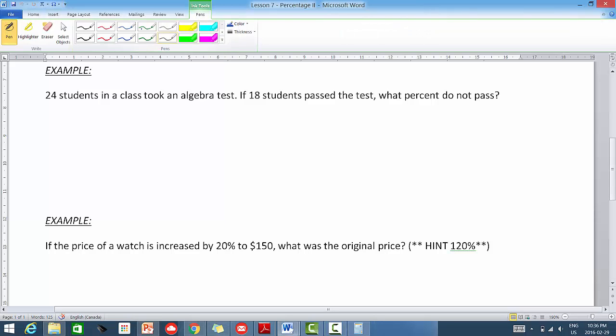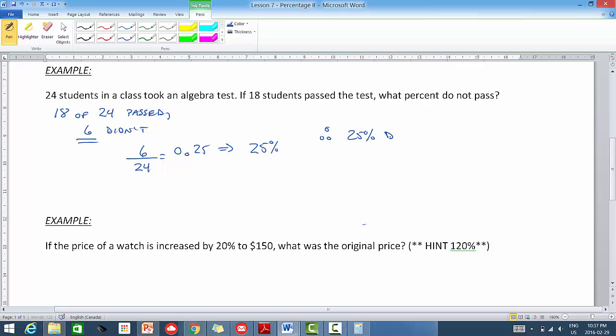Starting off with the first one. 24 students in a class took an algebra test. If 18 students passed the test, what percent did not pass? So 18 of 24 passed, which means 6 didn't. We want to find out what 6 of 24 is as a percentage. So 6 divided by 24 equals 0.25. Change that into a percentage, it makes it 25%. So we can say, therefore, 25% did not pass.